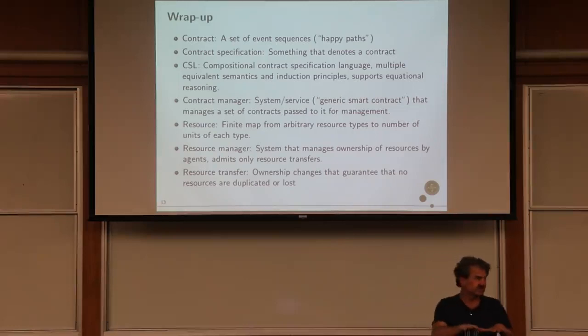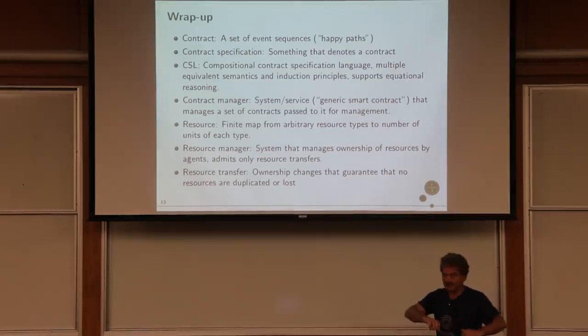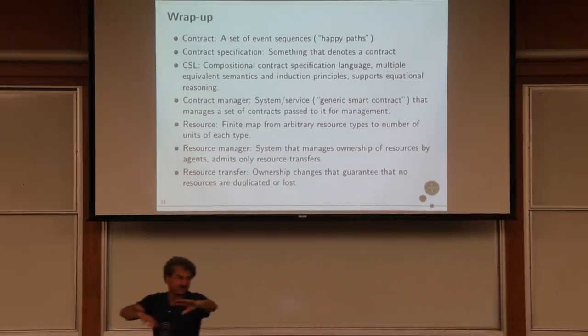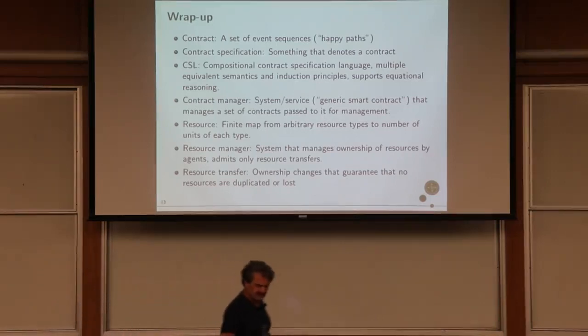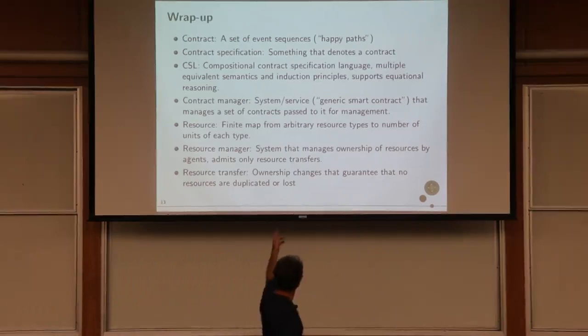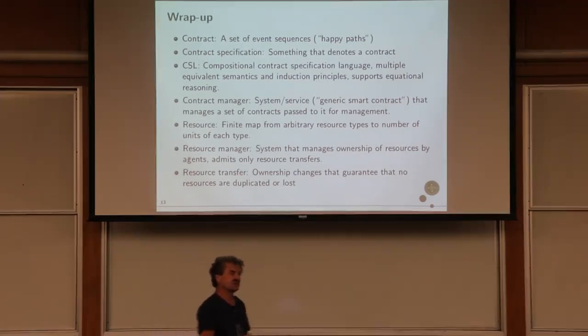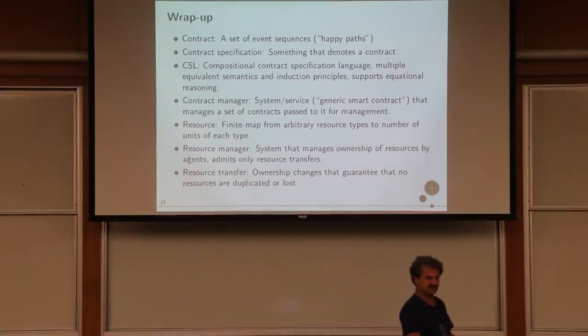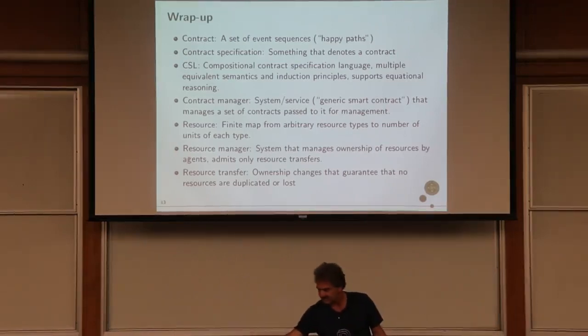So we can have contract managers that talk to different resource managers and can make sure that this contract that involves these 5 resource managers can work for the clients that use it, and another contract manager and contract that doesn't need those 5 but only these 3 will work separately from that. And as I mentioned, the resource manager manages ownership and admits only resource transfers, and the resource transfers are a calculus and algebra that guarantee that resources do not get duplicated by resource managers. And that's as far as we've gotten.